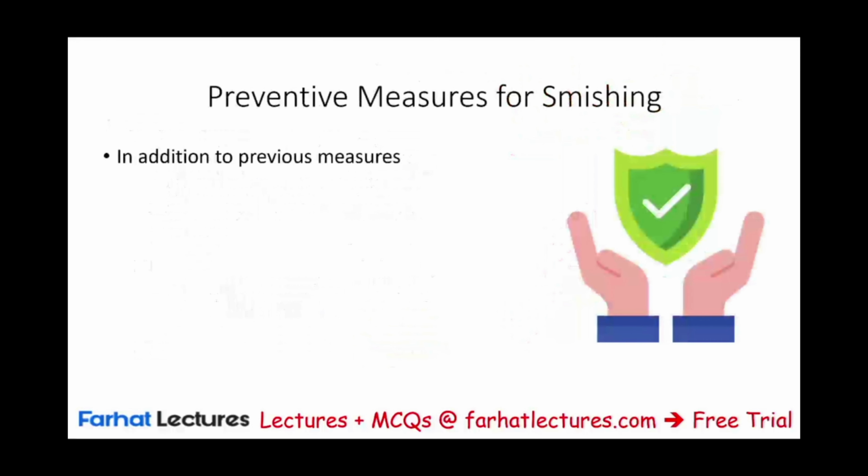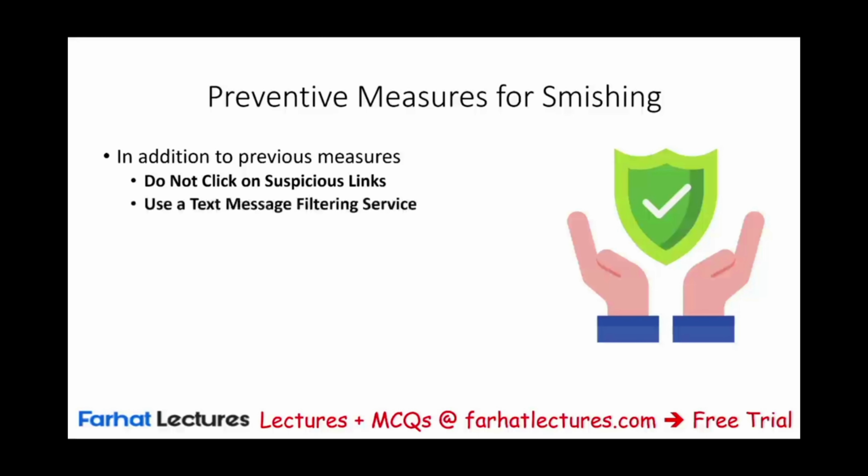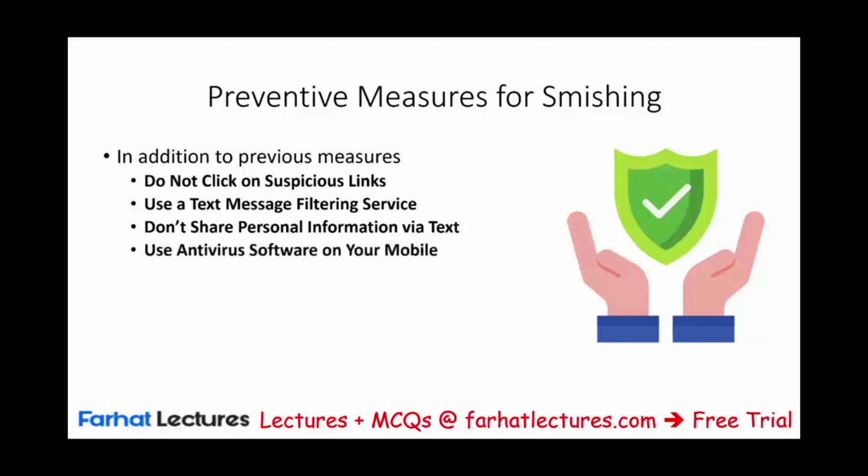Preventive measures for smishing, in addition to all the previous measures: do not click on suspicious links on your phone. Use a text message filtering service that's available. Don't share personal information via text. You don't need to. If someone really needs this information, they will contact you in more than one way. Use antivirus software on your mobile phone. And if you suspect any message on your phone, delete any suspicious messages.